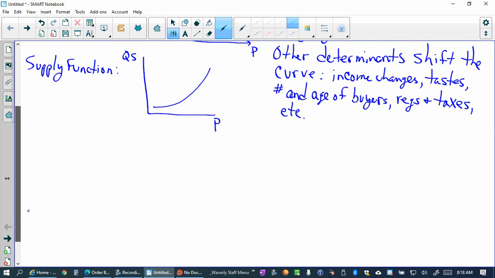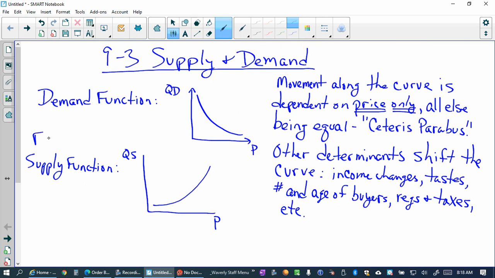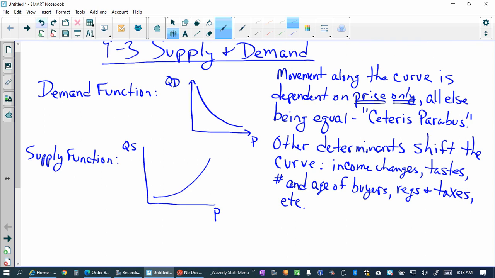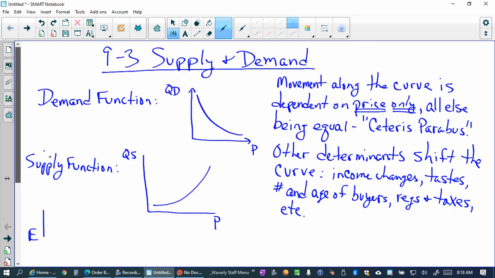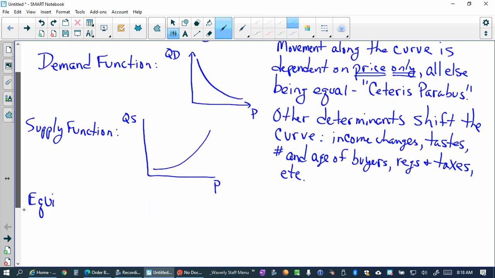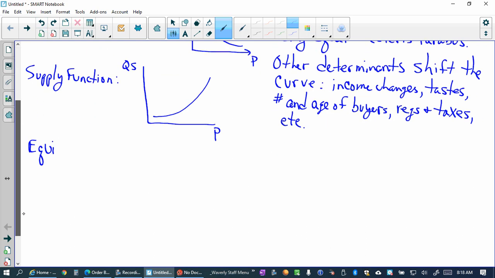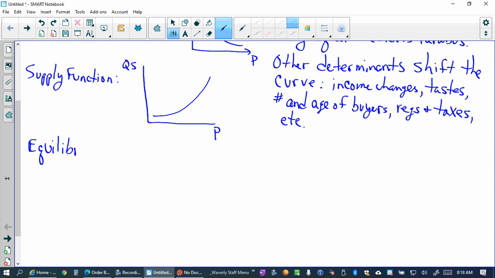Well, let's define equilibrium, I guess. E, right up here. E-Q-U-I-L-I-B-R-I-U-M. That's the price at which quantity demanded and quantity supplied are equal, okay?